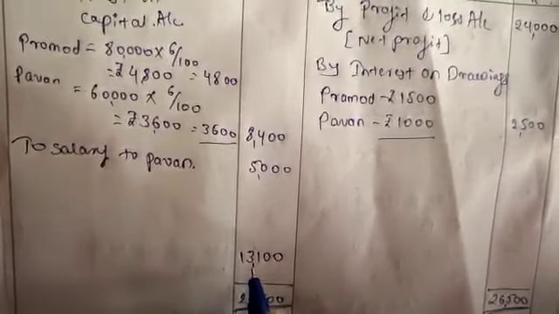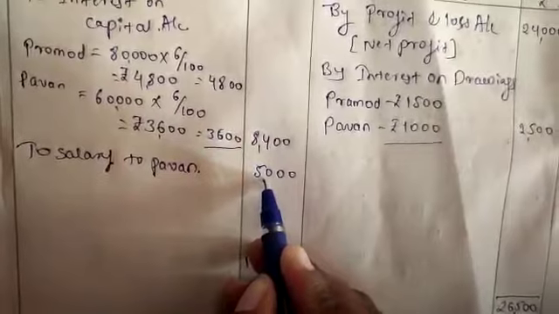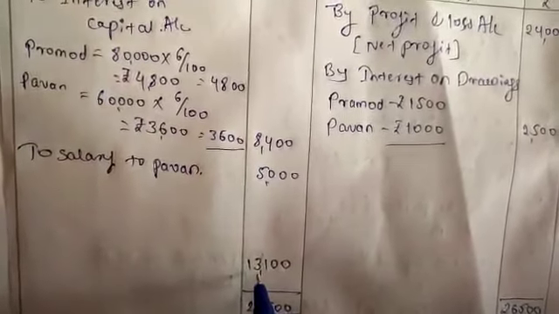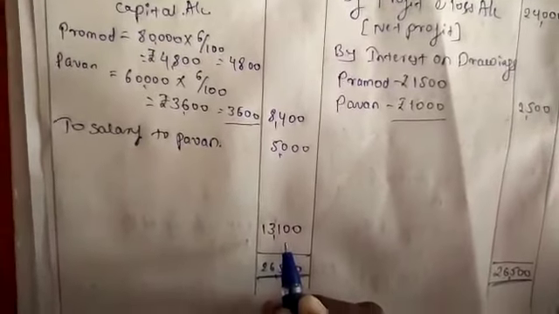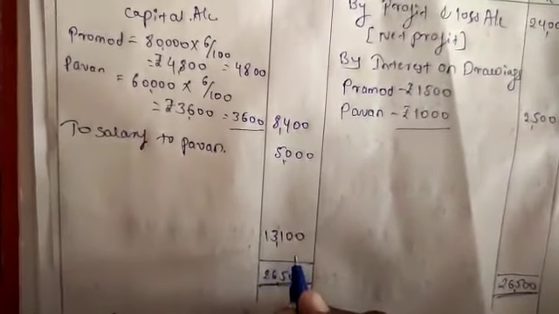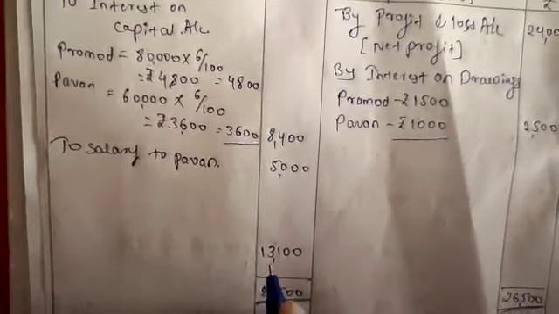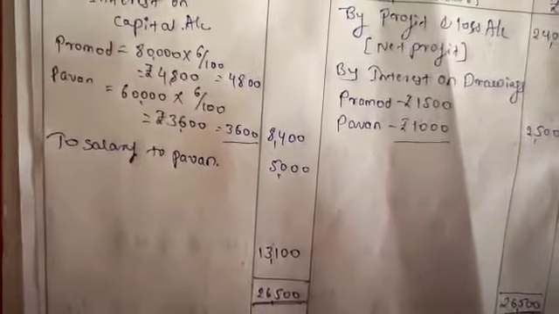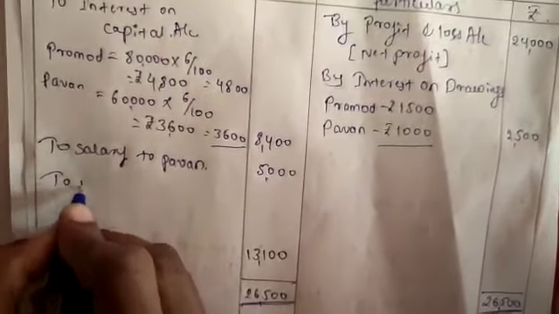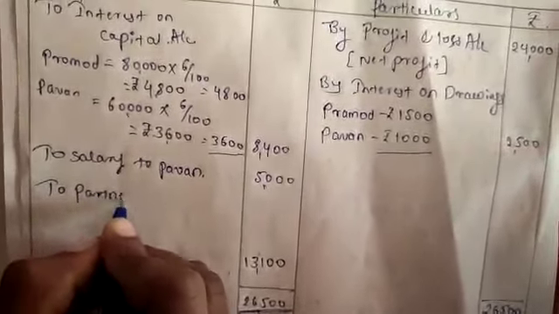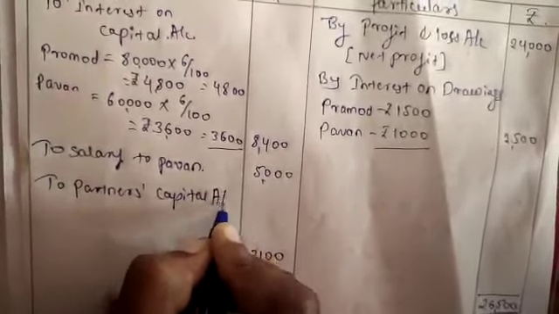The difference you get here is 26,500 minus 8,400 minus 5,000. That becomes 13,100. That is the balance carried on, also called surplus or profit. That surplus should be transferred to the partners' capital account.